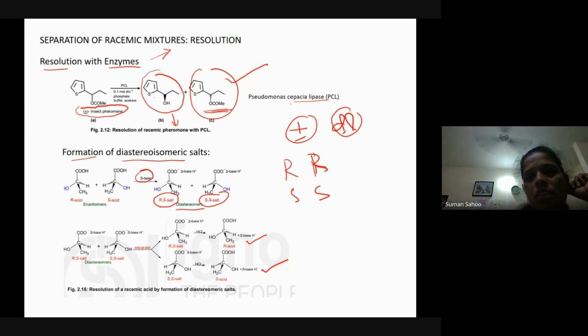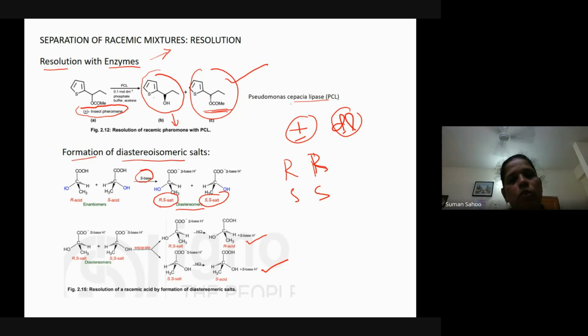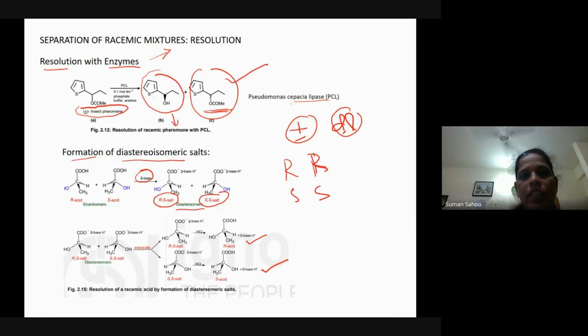Next is formation of diastereoisomeric salt. I have already discussed what diastereomers are. Enantiomers are mirror images, but diastereomers are not mirror images. They may be optically active, or they may be optically inactive.